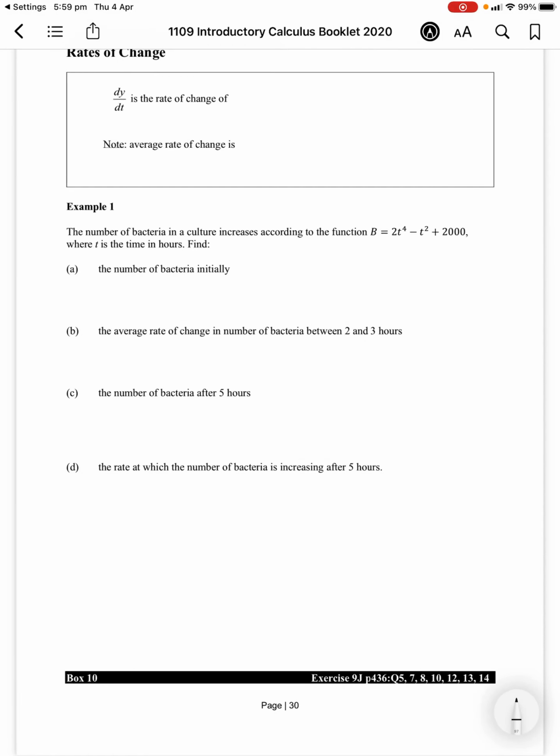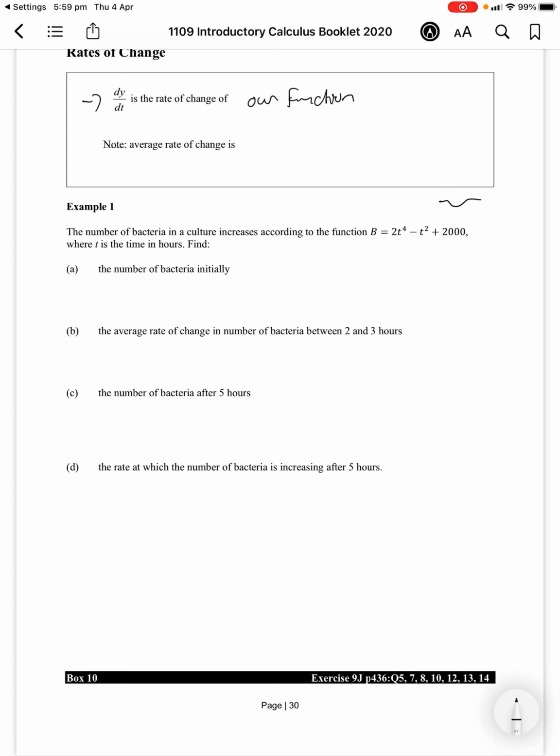Alright guys, so what we're going to look at now is rates of change. The first thing we're going to know is that the first derivative is the rate of change of our function. That's essentially what it's referring to. So it's the rate of change of our function.